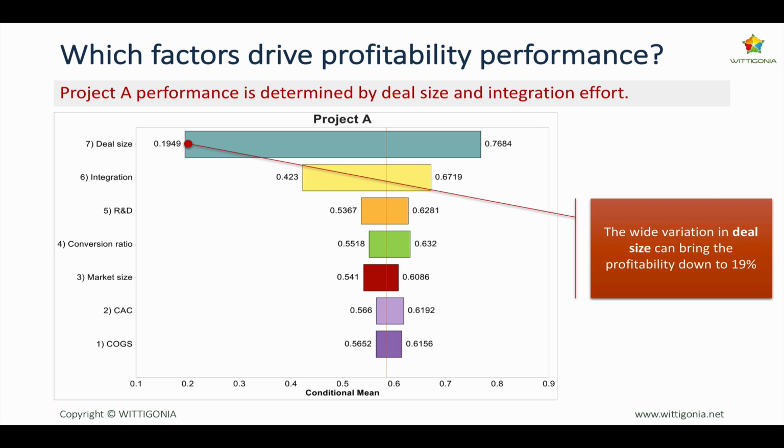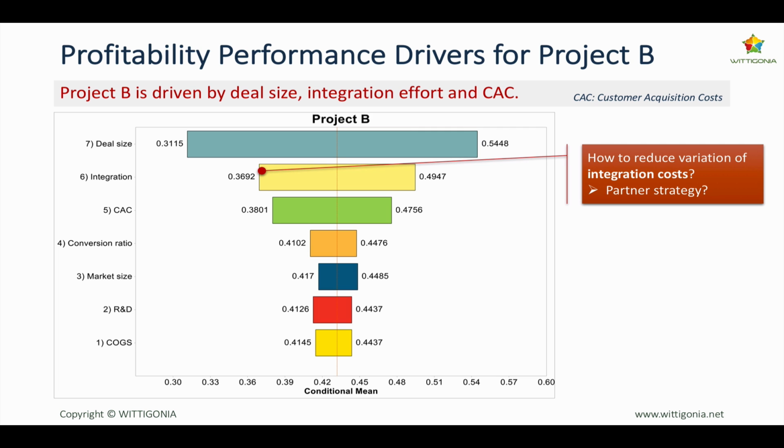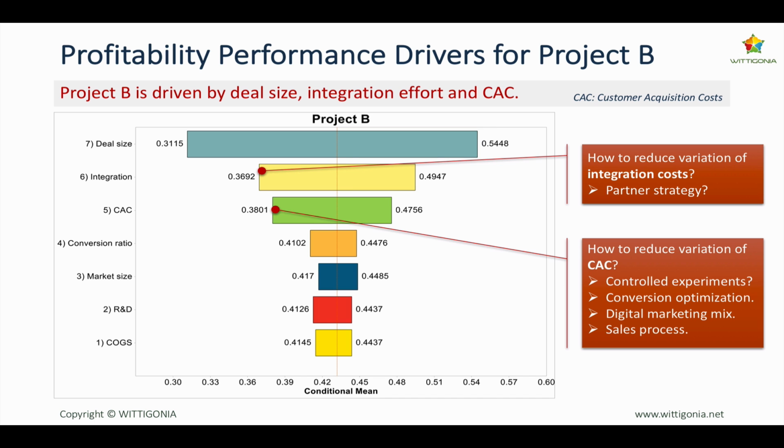And this is important information because now you can ask, okay, what can we do about it? How can we run the project and prepare the project in a way that we take the risk out of the equation? So let's take a look at project B, for example, a different tornado chart. Also, deal size is an important factor, but here you have also the integration point. And since we're talking here about a high volume project or product, can we think, for example, about a partner strategy, an ecosystem strategy, where we give more of the integration work to the ecosystem?